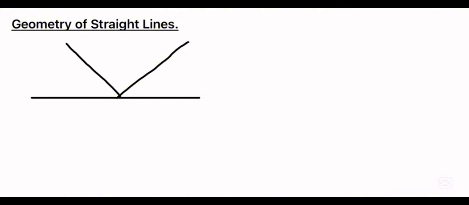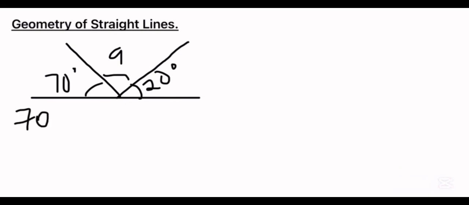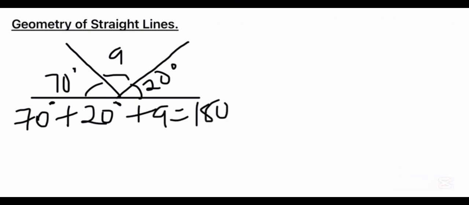Let's try solving another problem. So let's draw a line here and say this is angle 20 degrees, and then this one here is angle 70 degrees, and then here we have an A, and we're asked to find A. Now we're going to say 70 degrees plus 20 degrees plus A is equal to 180 degrees.